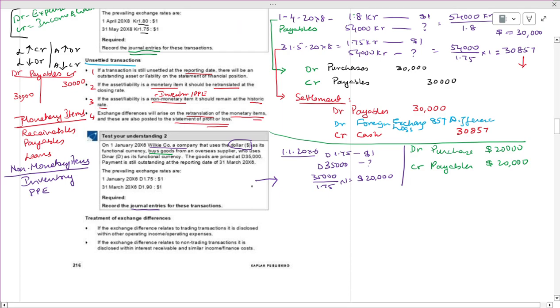Now, what happens? It is on 31st March 2006. What is the value? Now you convert it into dollars.